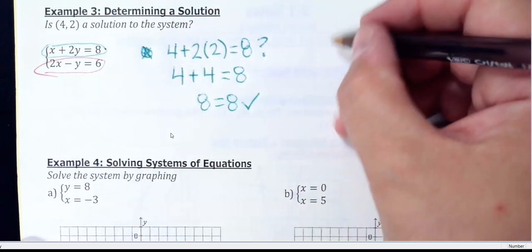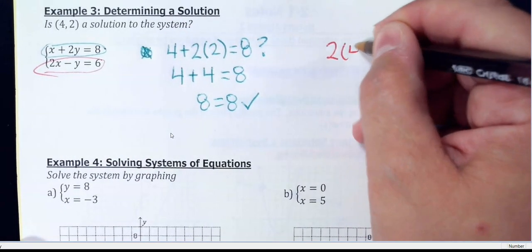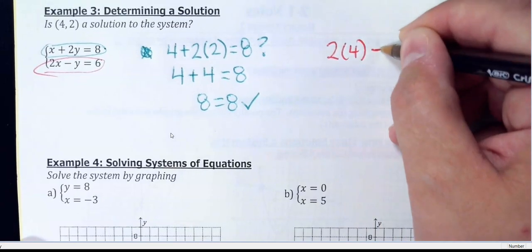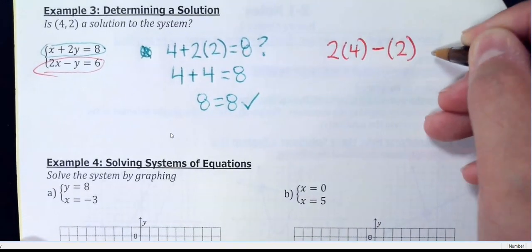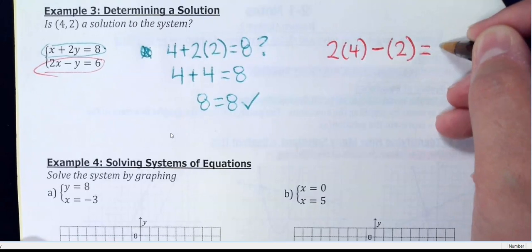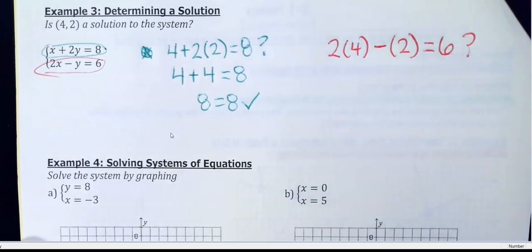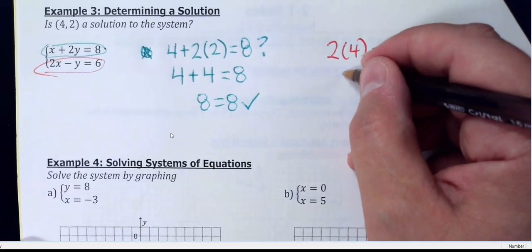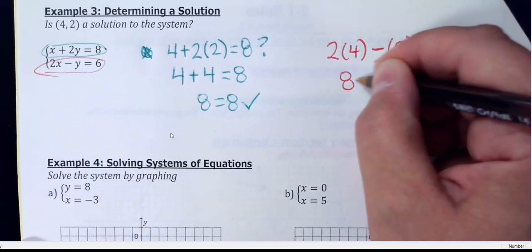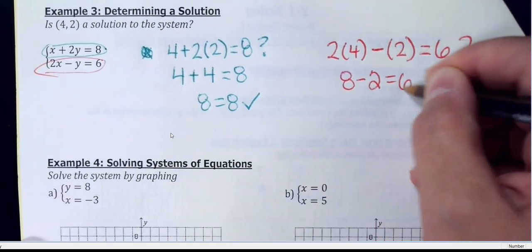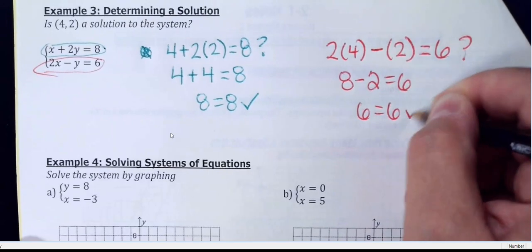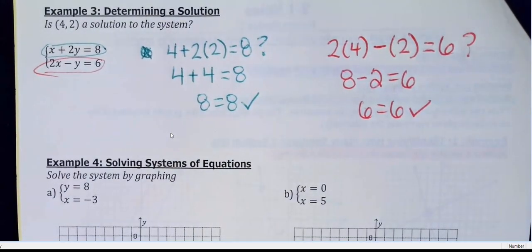Now you've got to check both. The second equation is 2x minus y, so I'm going to do 2 times 4 minus y. The y is 2. I'm just subbing in the x and y coordinates for x and y, and this equation would be equal to 6. So then we're seeing if this is true. I get 8 minus 2 equals 6. 6 is equal to 6. So that's also true. So what would your answer to the question be, yes or no?